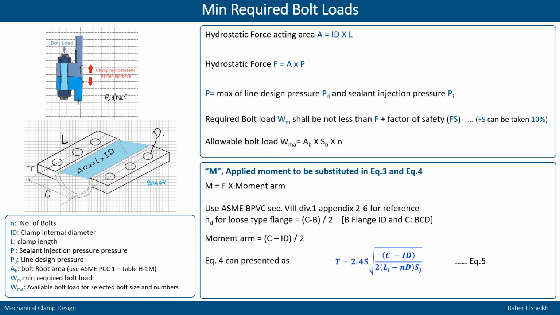So similarly, we can apply the same here. The moment arm will be C minus the ID of the clamp. Put the same in equation 3, or equation 4 from the previous slide, and you can get the thickness equation, which you can use here for the required lug thickness.